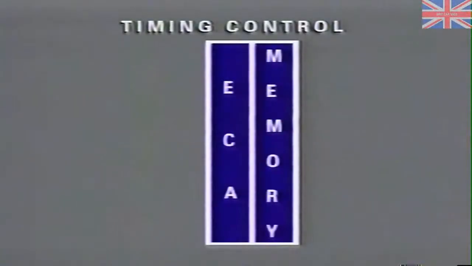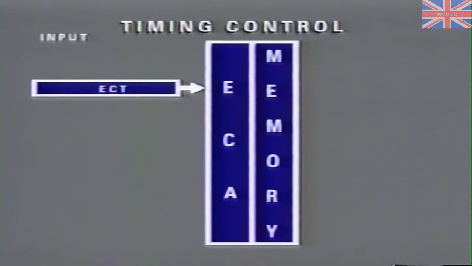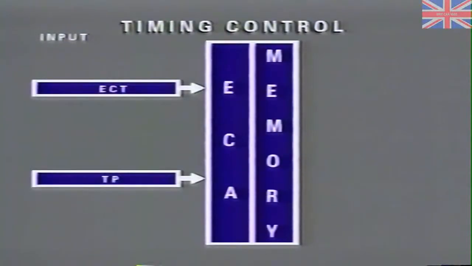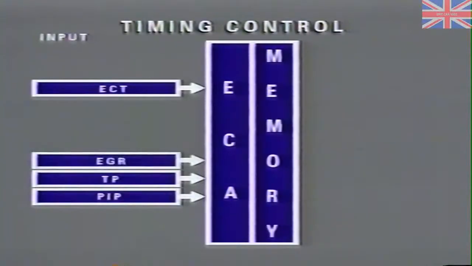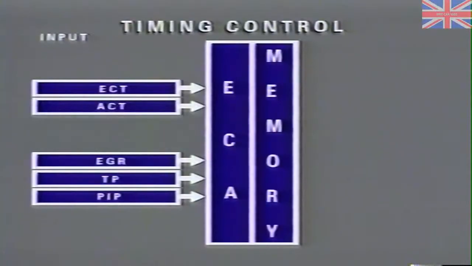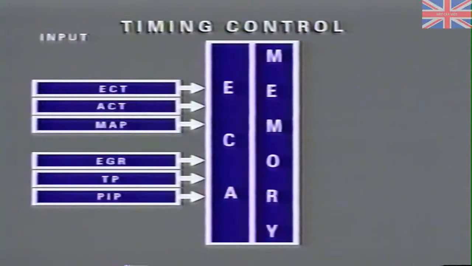A closer look at Ford's electronic ignition system shows that of all the sensor inputs to the computer, the ECA assembly uses mainly the ECT, or engine coolant temperature sensor, TP, throttle position sensor, PIP, profile ignition pickup, the EVP, or EGR valve position sensor, ACT, or air charge temperature sensor, and MAP, or manifold absolute pressure inputs, to supply information that the computer uses to control timing.